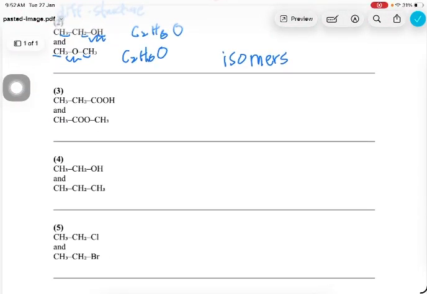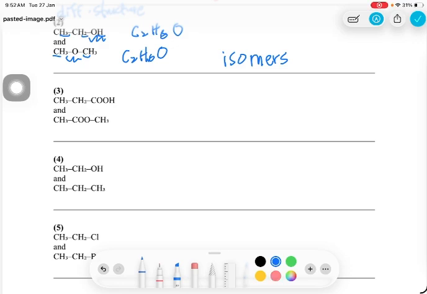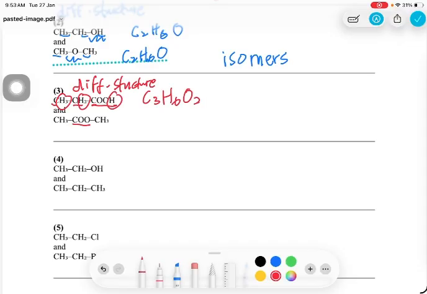Let's look at the third pair. So again, we also see here is COOH, here is COO. So means that they have different structure. Okay, then as usual, we calculate the number of carbon, 3 carbon, and then 3 hydrogen plus 2, 5 plus 1, 6, and that is 2 oxygen. So the other one, 1, 2, 3, 3 carbon, so 3 plus 3, 6 hydrogen and 2 oxygen. So the third pair also are isomers.